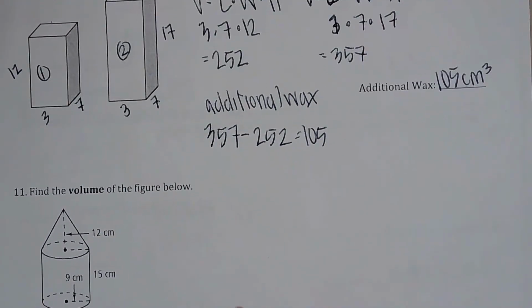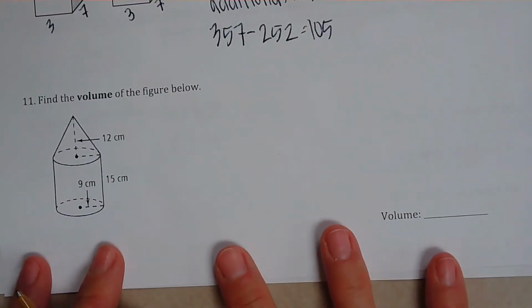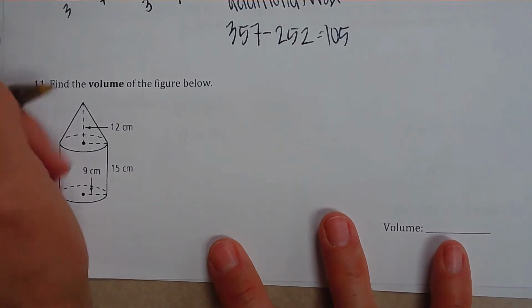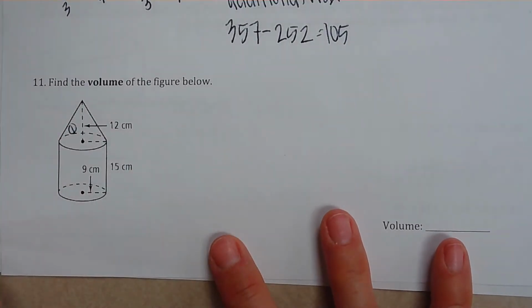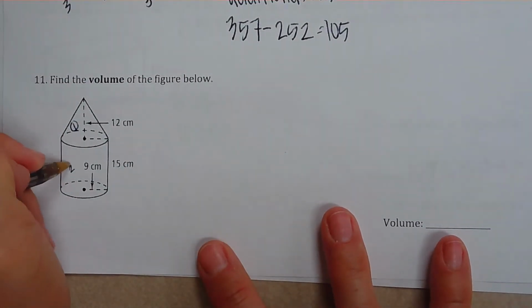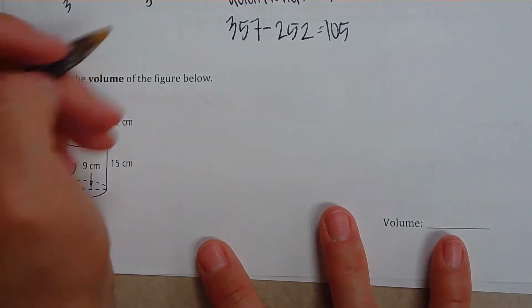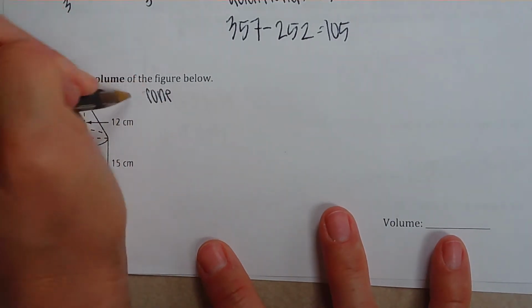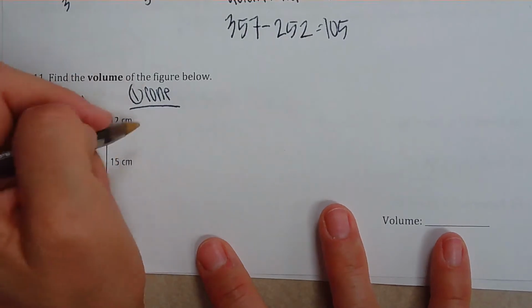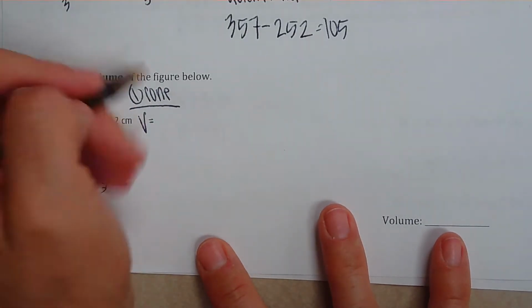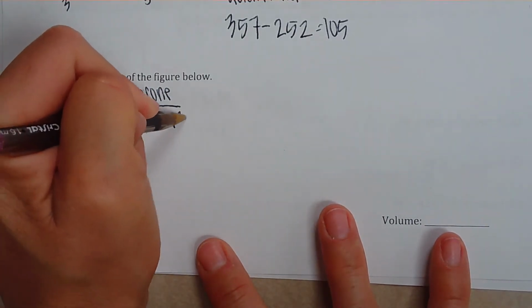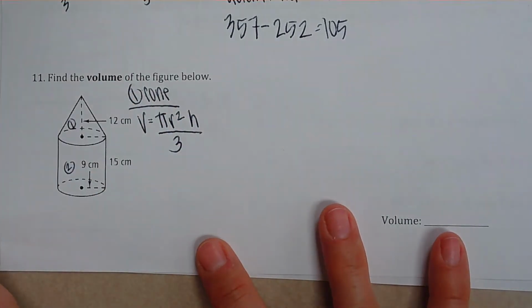Okay, so moving right along, find the volume of the figure below. All right, I'm going to call this figure 1, and this is going to be figure 2. This first one is a cone. If we remember, the volume of a cone is equal to pi r squared times the height divided by 3.